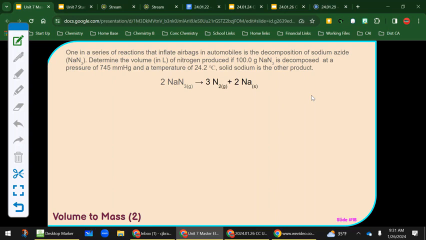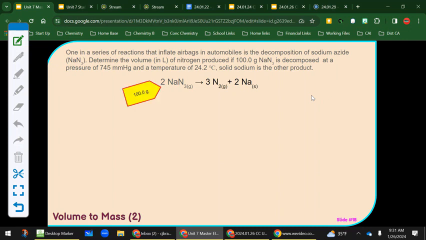Now, where did I get the state from? It says that sodium azide is a reaction that inflates airbags. So this has to be a gas. This is a solid. This is a gas. All of those things are in there, ladies and gentlemen. Again, you should be able to figure that out from reading the problem. I don't expect you to know those things.